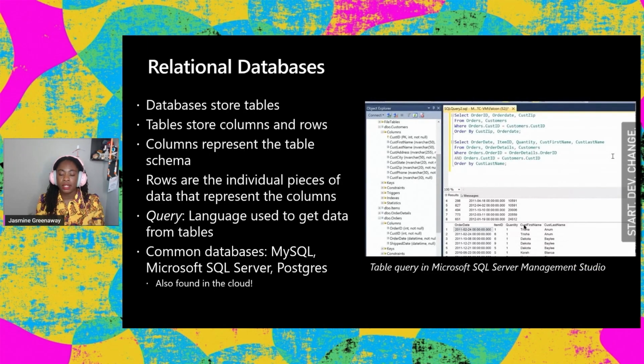So to summarize relational databases, databases store tables, the tables store the columns and rows, and the schema defines how the data will look, and that includes the columns and how the rows will look. And the rows are going to be the individual pieces of data that represent the columns.